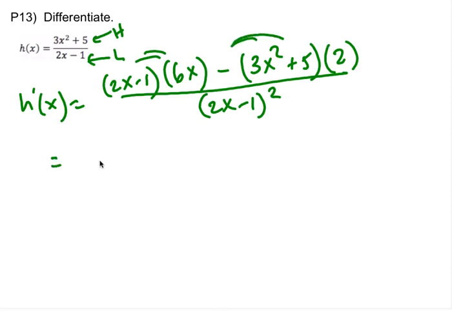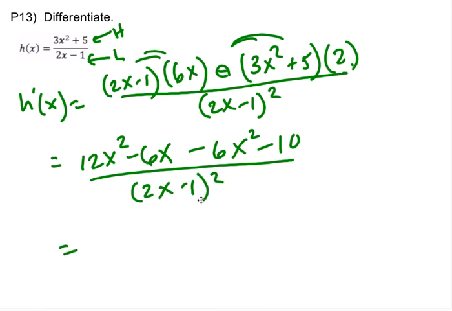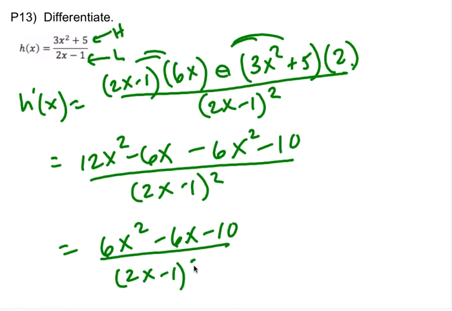So when I distribute on the top, I'm going to distribute this, and I'm going to distribute the negative 2. So I get that this is 12x squared minus 6x, right? And then here I'm distributing not only the negative, but also the 2. So I'm going to get a minus 6x squared minus 10, all over a 2x minus 1 quantity squared. When I combine my like terms, I have a 12x squared minus a 6x squared, so that's a 6x squared, and I have a minus 6x and a minus 10 over a 2x minus 1 quantity squared.